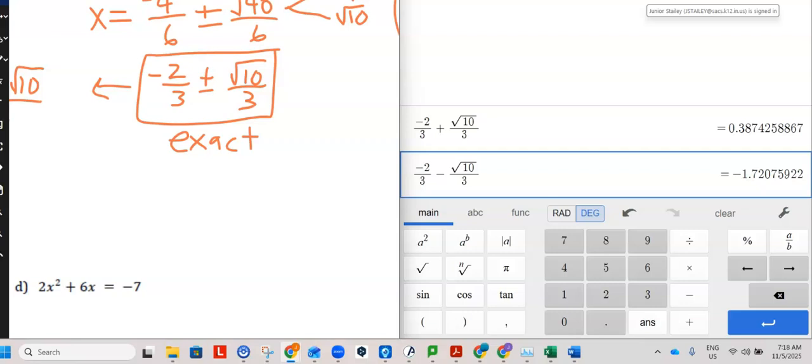So there are my 2 approximate answers to this question. Okay, so I want 0.387 and negative 1.721. Those are my approximate solutions.